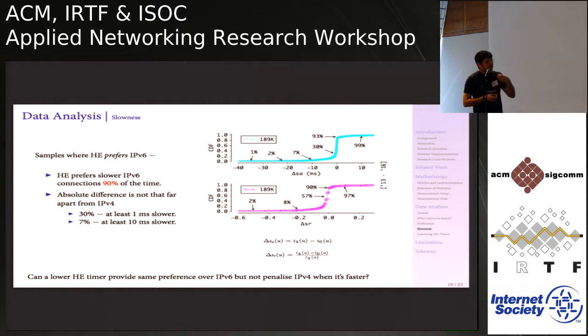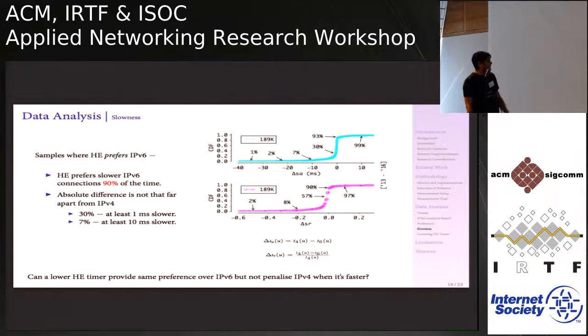So in situations where it does prefer V6 heavily, how does it compare to V4 in terms of latency? So the bottom plot is relative difference, and the top plot is absolute difference. Let's look at the bottom plot, and it's showing you that 90% of the time, Happy Eyeballs is preferring V6 in situations where V4 can be faster. Yes, however, if you look at the top plot, what you see is the absolute difference between V4 and V6 is not that much, right?